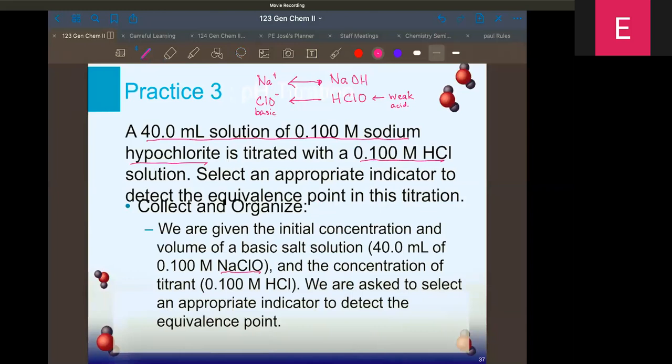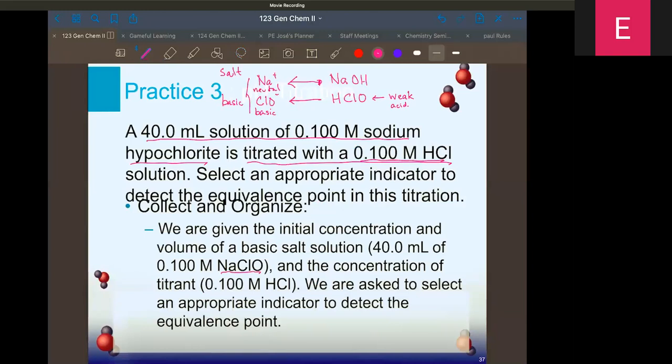So this sodium is neutral. So the salt is going to contain neutral ions and basic ions, so it's going to be basic. And that makes sense because it's being titrated with HCl, it's titrated with an acid.